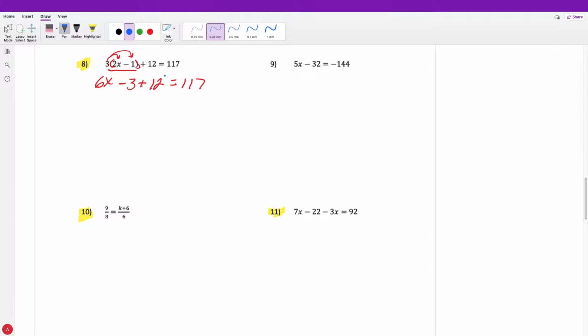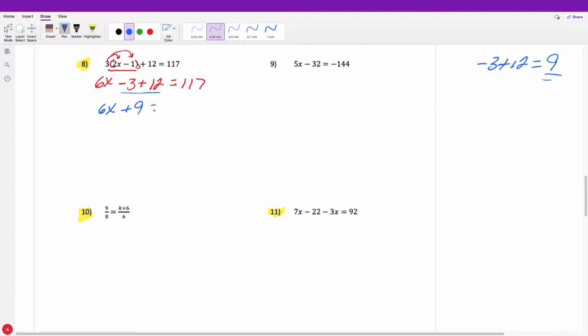And now we're going to look to combine everything that we can on one side of our equation before we start moving anything. And since these are on the same side of the equation, we're not moving it from one side to the other. We don't have to use inverse operations. We can just add -3 plus 12, which is equal to 9. So this then simplifies to 6x plus 9 is equal to 117. And now that there's nothing else that we can do on this left-hand side of the equation, now we're going to start using our inverse operations.